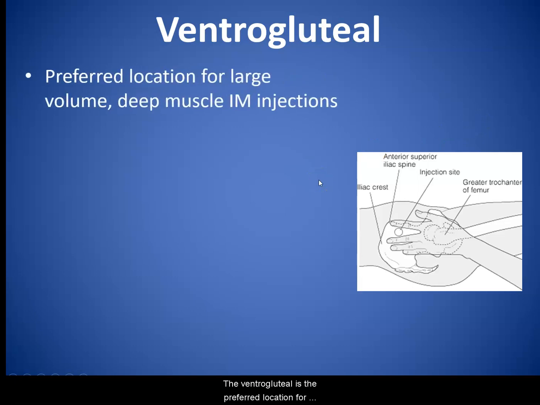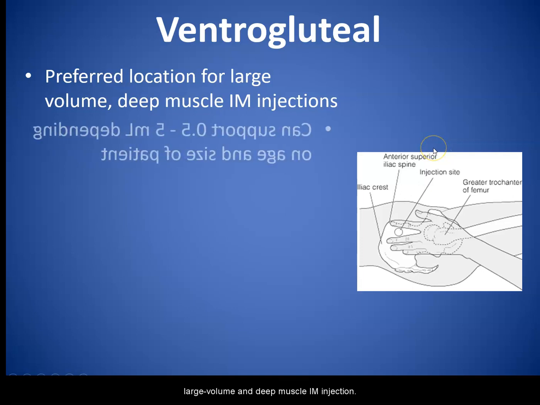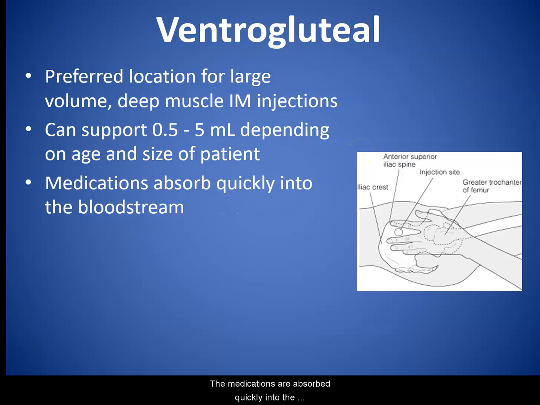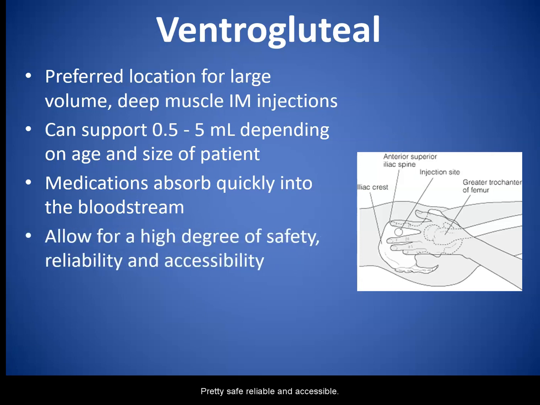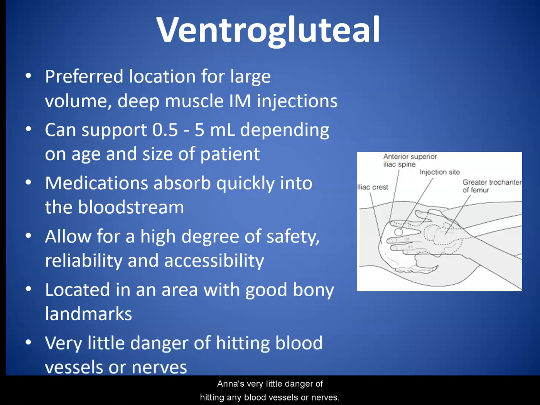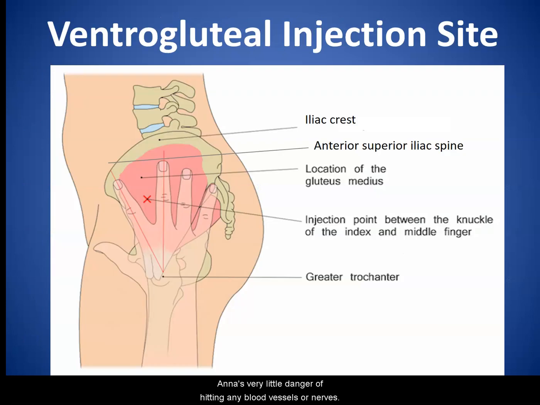The ventrogluteal is the preferred location for large volume and deep muscle IM injections. And you can put up to 5 mLs in one injection, depending on the age and size of the patient. The medications are absorbed quickly into the bloodstream, so this is a good way to deliver treatment in a fast manner. And it's pretty safe, reliable, and accessible. And it also has good bony landmarks to help you locate the correct injection site. And there's very little danger of hitting any blood vessels or nerves.